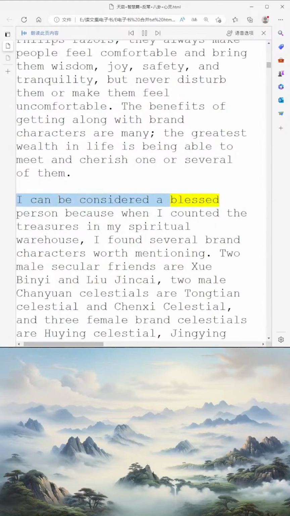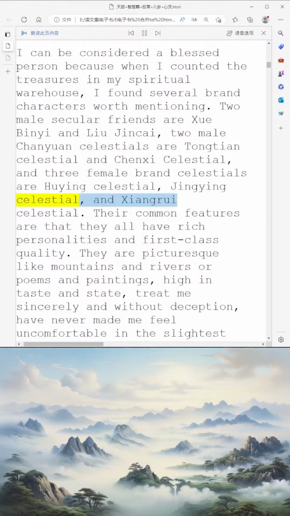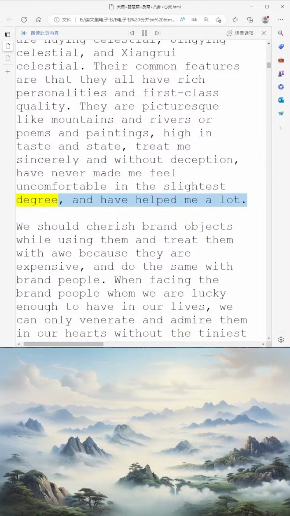I can be considered a blessed person because when I counted the treasures in my spiritual warehouse, I found several brand characters worth mentioning. 2 male secular friends are Shui Binyi and Lu Jinkai. 2 male Chanyuan celestials are Tongtian Celestial and Qinxi Celestial, and 3 female brand celestials are Huiying Celestial, Jingying Celestial, and Xiangrui Celestial. Their common features are that they all have rich personalities and first-class quality. They are picturesque like mountains and rivers or poems and paintings, high in taste and state, treat me sincerely and without deception, have never made me feel uncomfortable in the slightest degree, and have helped me a lot.